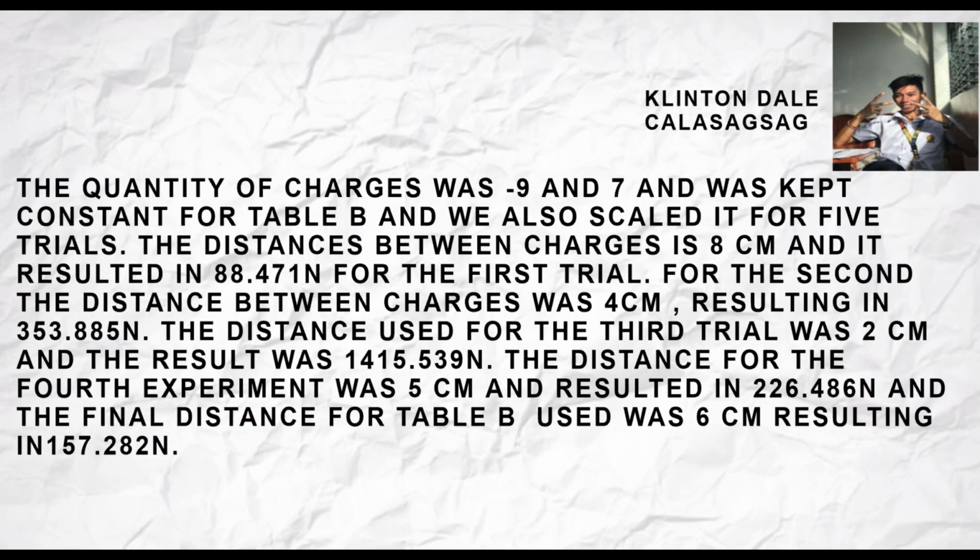The quantity of charges was negative 9 and 7 and was kept constant for table B, and we also scaled it for 5 trials. The distance between charges is 8 centimeter and it resulted in 88.471 Newton for the first trial. For the second, the distance between charges was 4 centimeter, resulting in 353.885 Newton. The distance used for the third trial was 2 centimeter and the result was 1415.539 Newton.